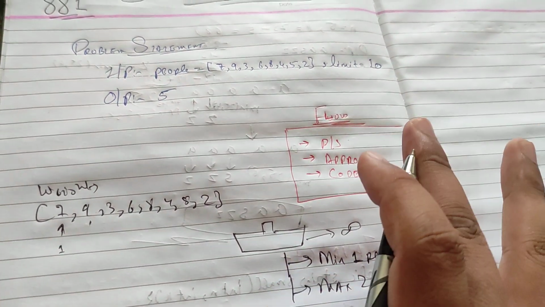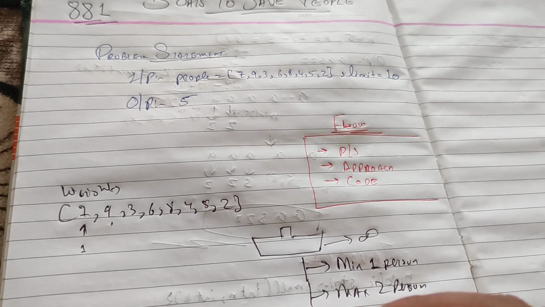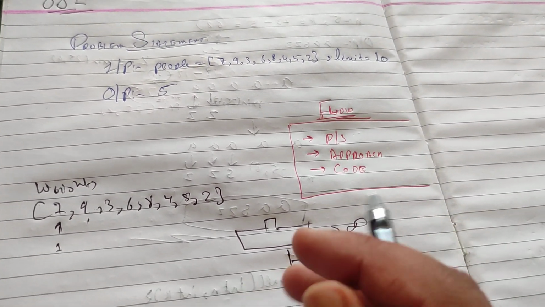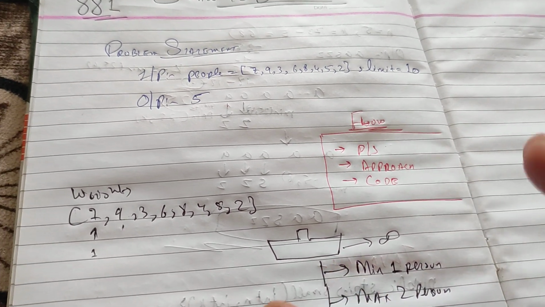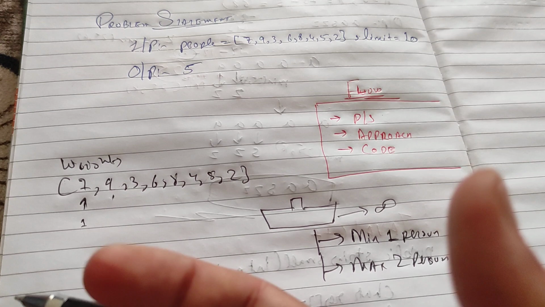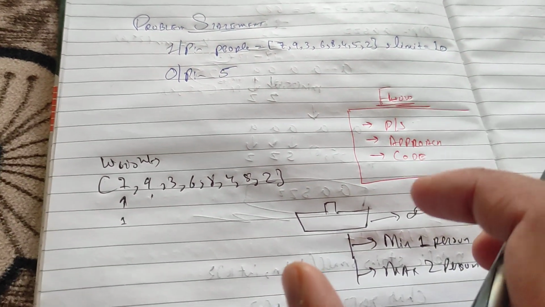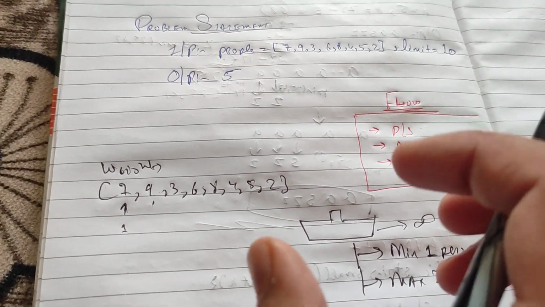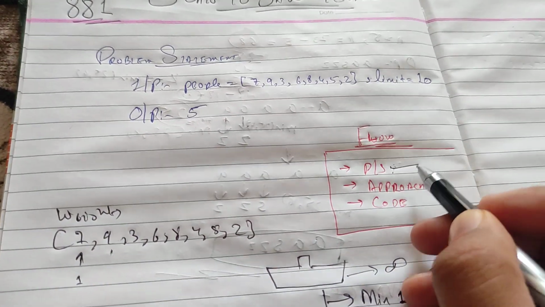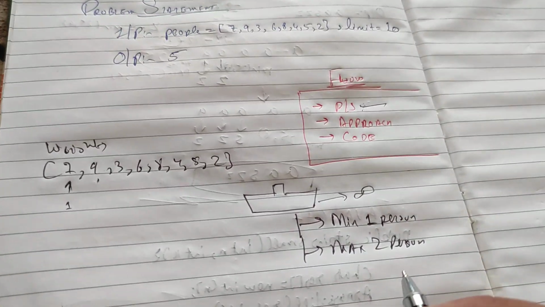I hope this is very clear. By doing that, we have to achieve the minimum number of boats to carry every given person. We just have to calculate the minimum number of boats we require. I hope the problem statement is very clear. Now let's talk about how we can solve this problem.